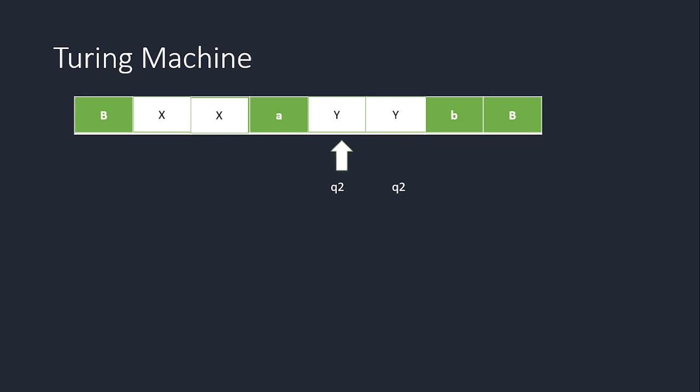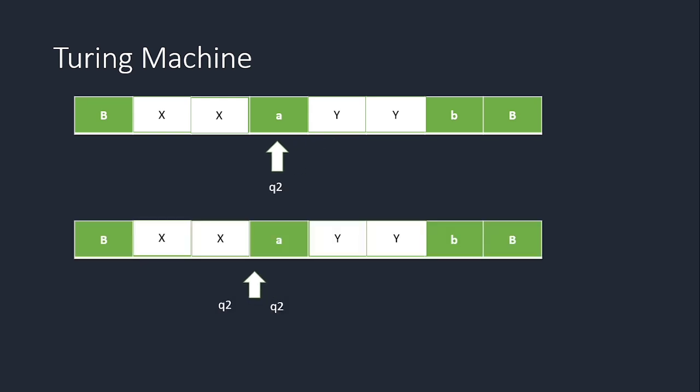So again Y is there. We will be keeping on moving in the left until we encounter X. Okay. Still we move on the left. Now when X is encountered, we will be replacing X by X and move on the right.